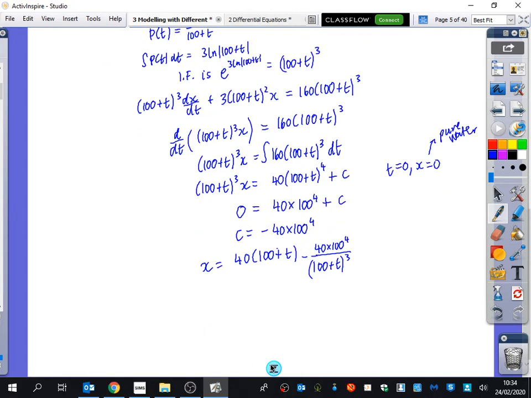So all we need to do to finish off is find out when t is equal to 6. They might have said find it when it's 30 minutes. You might be tempted to put in 30, but you'd have to put in a half, okay? But they want 6 hours, so we're going to get that x is equal to 40 times 106 minus 40 times 100 to the power of 4 divided by 106 cubed.